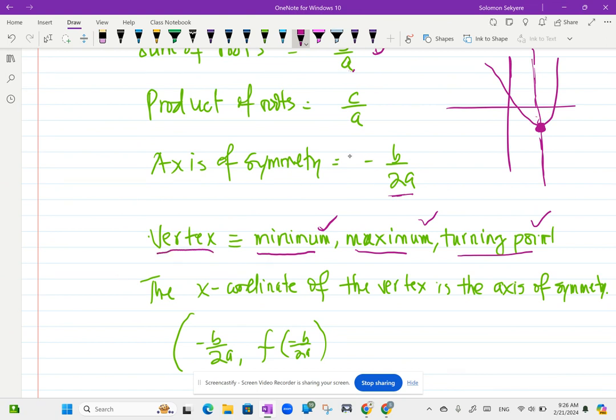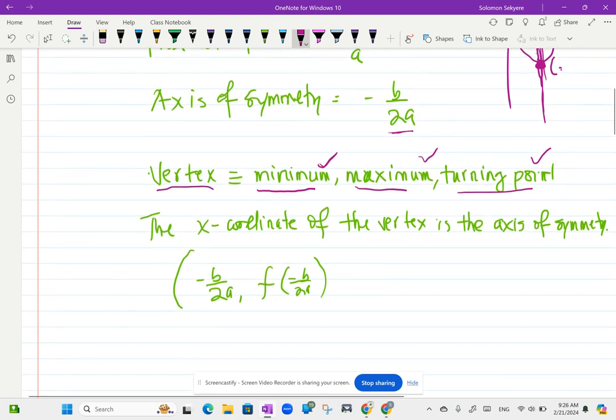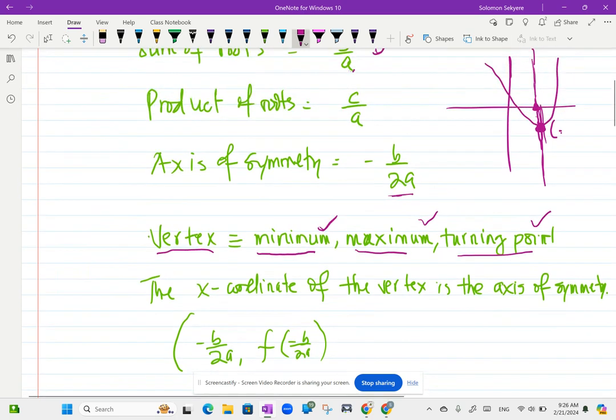And also note the x coordinate of the vertex. The x coordinate of the vertex is the axis of symmetry, this value here that goes through here. So when a question relates to the x coordinate of the vertex, which is the axis of symmetry, think negative b over 2a.